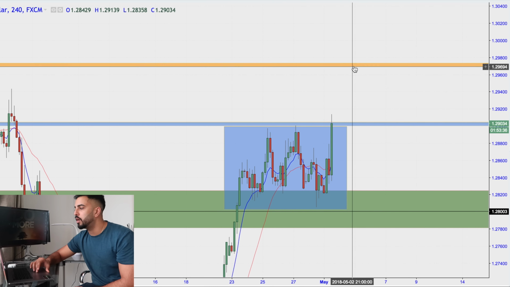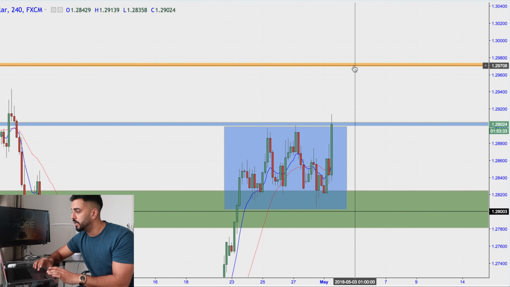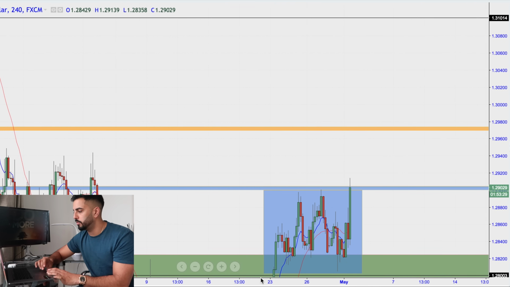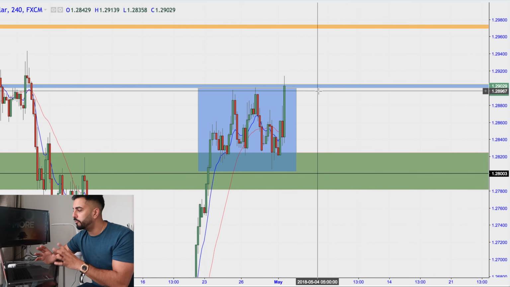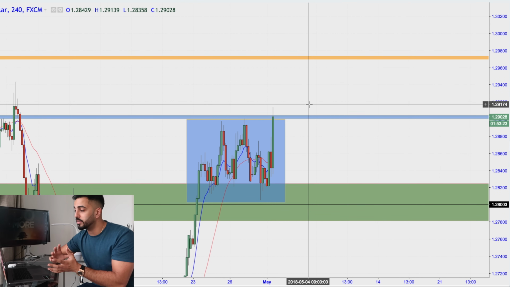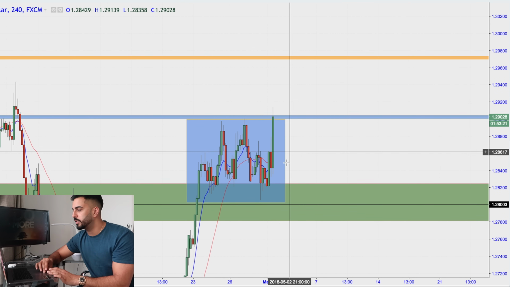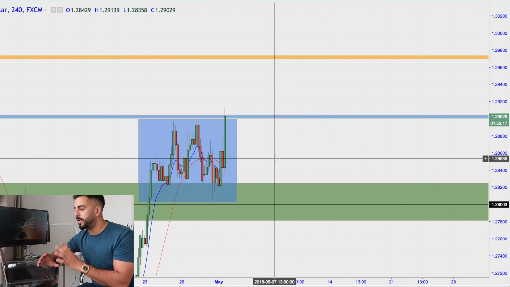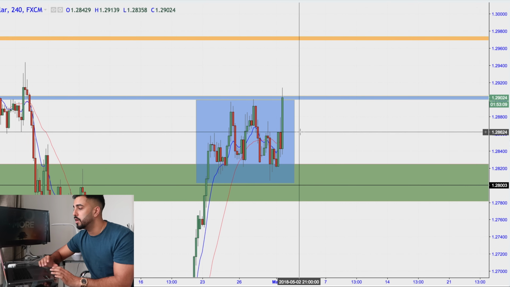So here's our first target, which I believe is a very short-term target, and then we have 1.31, which is overall a medium-term target. As long as we stay above 1.28, guys, our bias is going to remain bullish until we maybe get a break below 1.28. So for the next few days, and especially the next few weeks, both my short-term and medium-term outlook on USD CAD is for it to continue this bullish run.